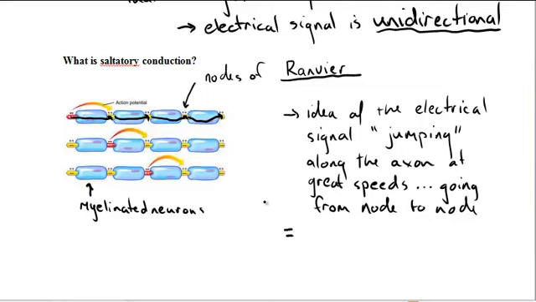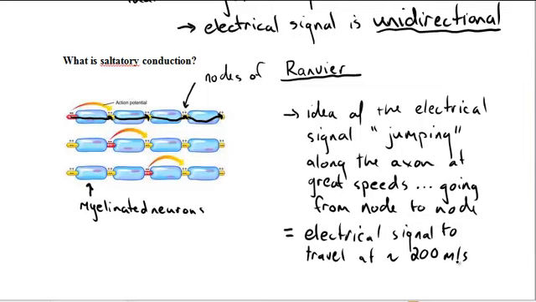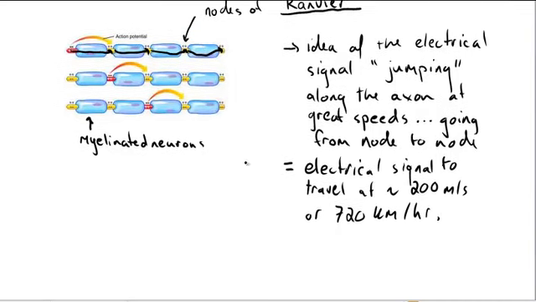And because of this saltatory conduction, it allows the signal to travel at approximately 200 meters per second, or 720 kilometers per hour. So not only does myelination protect the neuron, it helps the signal travel faster. And that's the end of the electrical signal.